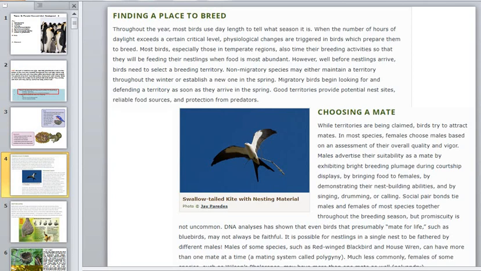by bringing food to females, by demonstrating their nest building abilities, and by singing and or calling. Social pair bonds tie males and females of most species together for the breeding season, but promiscuity is not uncommon. DNA analysis has shown that even birds that mate for life, such as bluebirds, may not always be faithful.